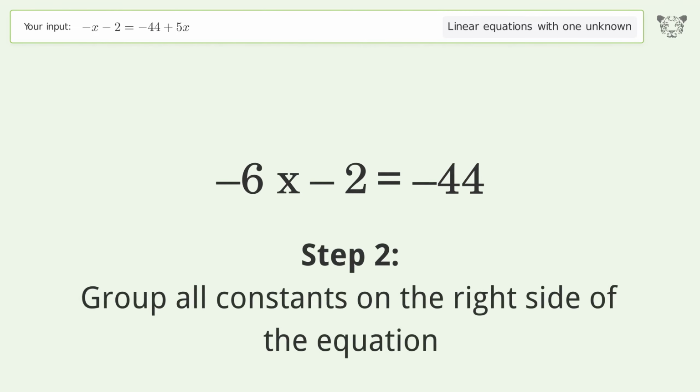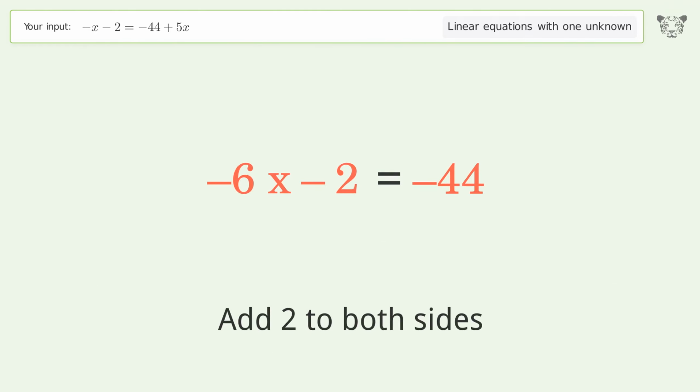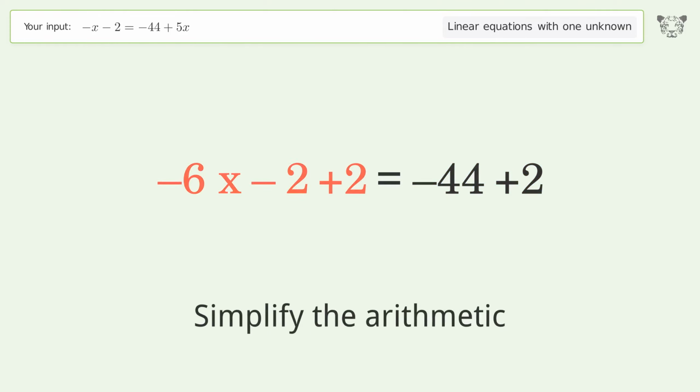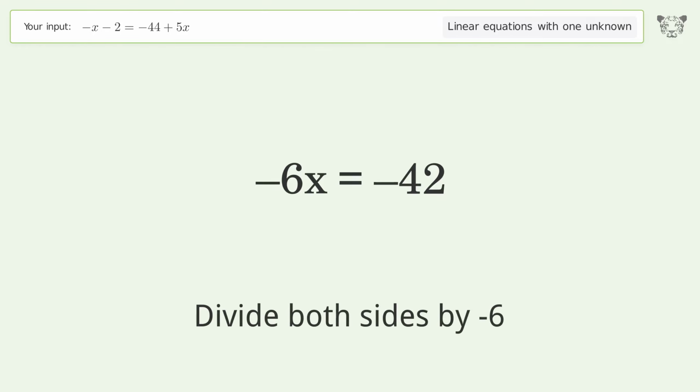Group all constants on the right side of the equation. Add 2 to both sides. Simplify the arithmetic. Isolate the x. Divide both sides by -6.